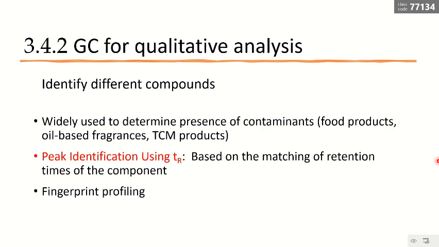Now we know the gas chromatography background knowledge, the theory parts. We want to use it. Right now we just want to know it, but we want to use it for identifying different compounds. For example, whether a sample is contaminated with something or not, such as food products, tea, or traditional medicine products. How do we do it?